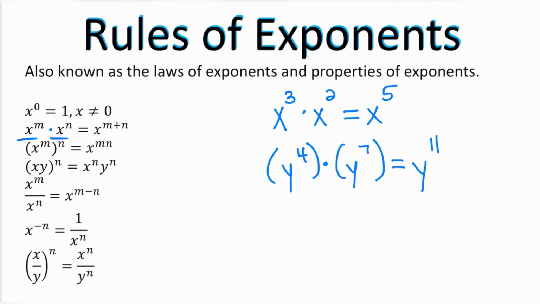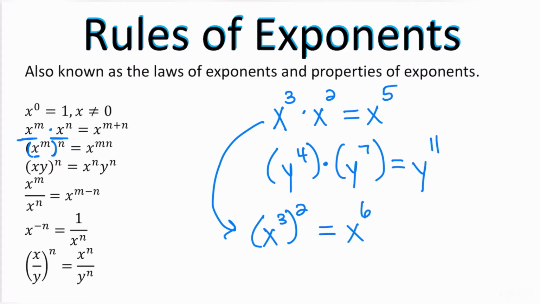You have to be very careful not to confuse this with the next rule. The next rule says when you have parentheses and you only have one base, x is the base, and it's raised to a power, then you multiply the powers. So how would this look differently? If I had x cubed squared, notice I don't have two x's like I did before. I have x cubed squared. Then here I would multiply the exponents. This is equal to x to the 6th power.